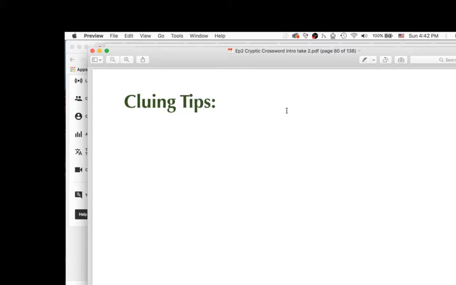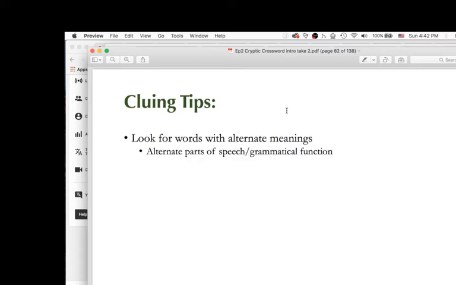Now we've gone through these pitfalls. Let's put a positive spin on things and I'll tell you what you can do to make your clues better. At any point in writing a clue, you should look for words with alternate meanings. That is to say, if you want to try to trick the solver into thinking that you're going in a particular direction when you mean something else, using a word that has more than one definition is great. It's especially great if your word can have alternate parts of speech or grammatical function. That can mean anything from bear being both an animal and a verb meaning to carry, or READ, red, meaning a present tense verb or a past tense verb.